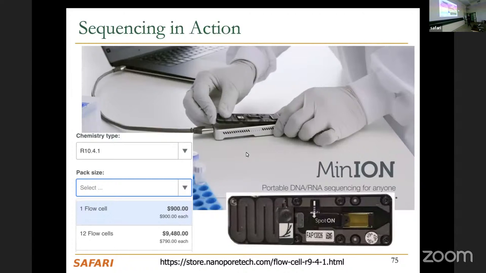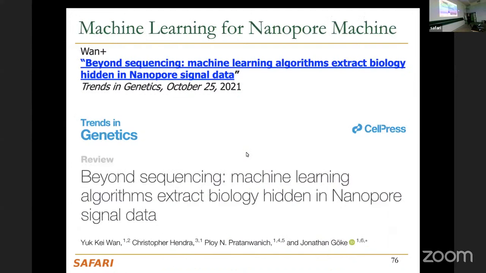And this is relatively low cost, because you can get a single flow cell. This is a consumable, right? With a single flow cell, you can sequence almost three individuals at once. This means you spend around 300 US dollars for each individual and get your whole genome analyzed with that amount. So compared to other technologies, this is relatively low cost for a whole human genome analysis.